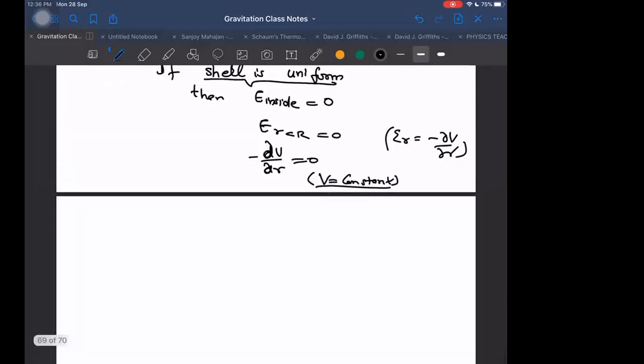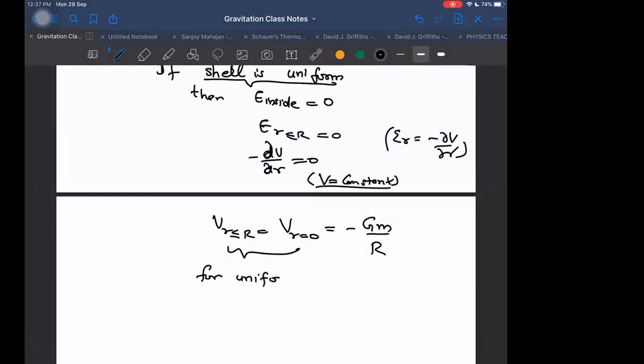I know at one point, so I know it everywhere. At which point do I know it? I know at the center. V inside, V for r less than or equal to R, will be same as V at r equal to 0, and that is equal to minus GM by R, but only for which case? Only for a uniform hollow sphere.